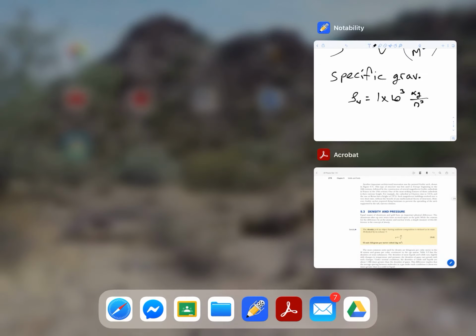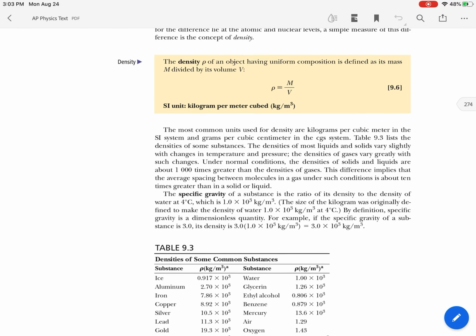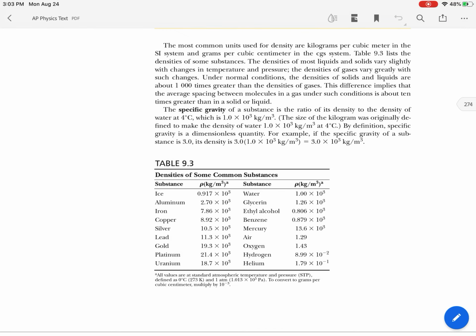All right. If you look back at your textbook, you will see table 9.3. Table 9.3 lists the densities of some very common substances: ice, aluminum, iron, etc. Hopefully that answers all our questions about density.